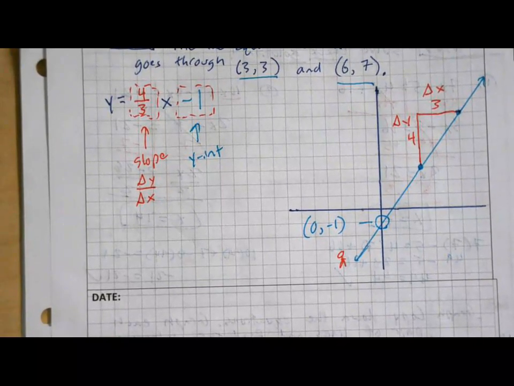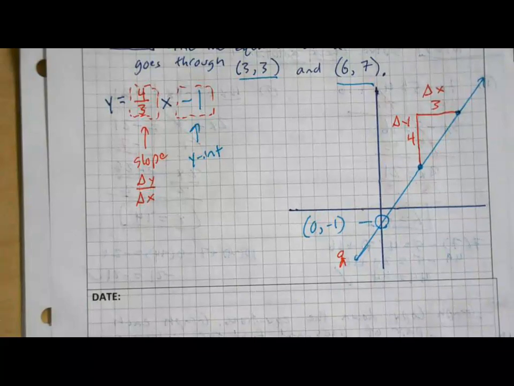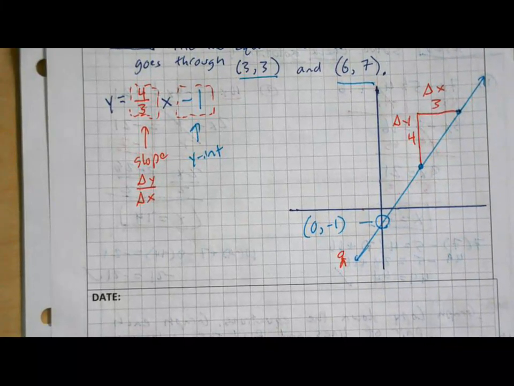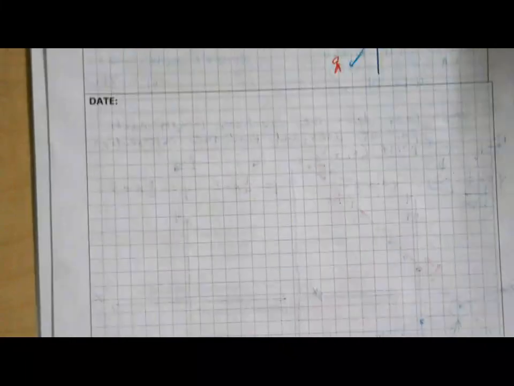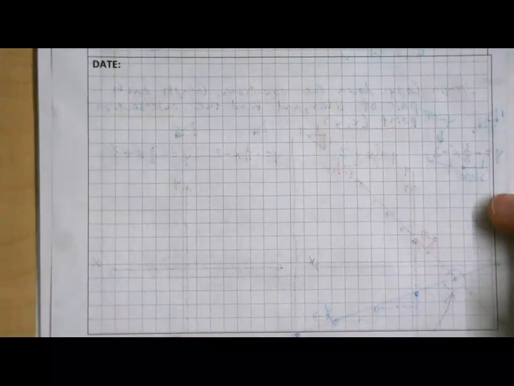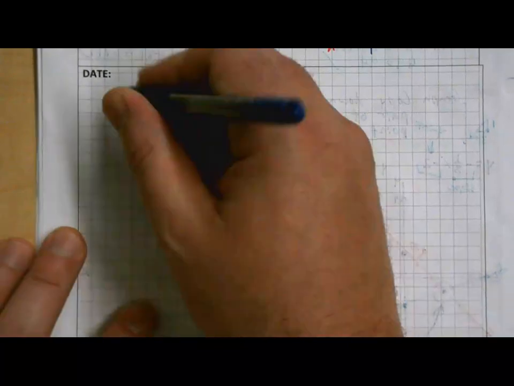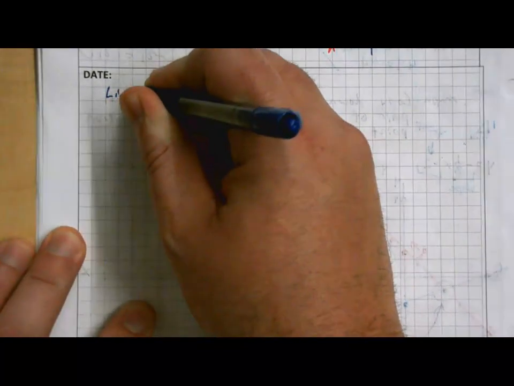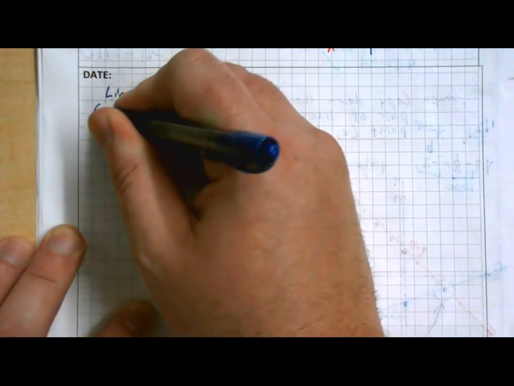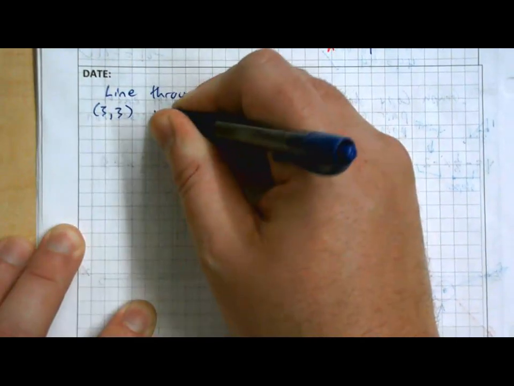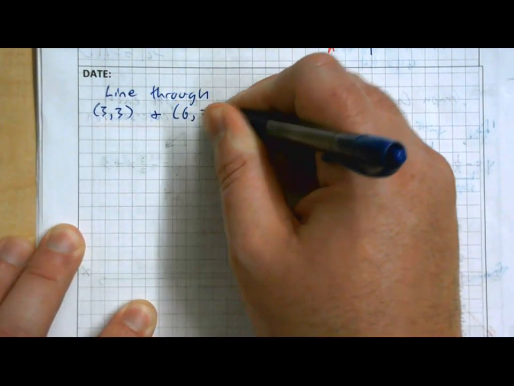Any questions on that one? All right, folks, I need you to pay attention. We're going to do this problem one more time in the space below it. So wipe your memories clean. Pretend that we don't know what the equation of that line is. Could you guys please write just this information? Line through 3, 3 and 6, 7.